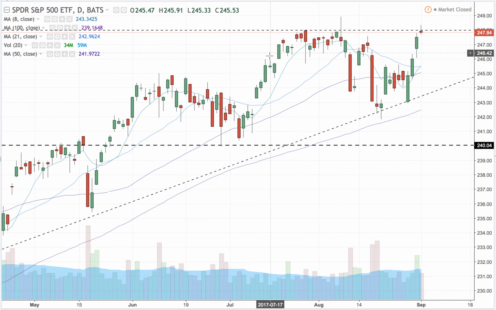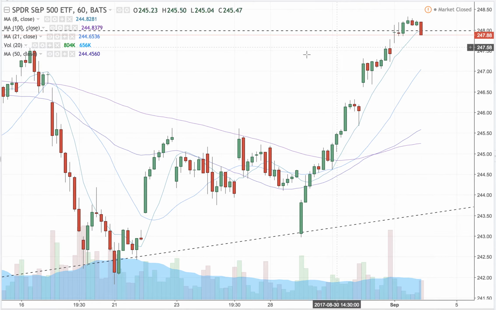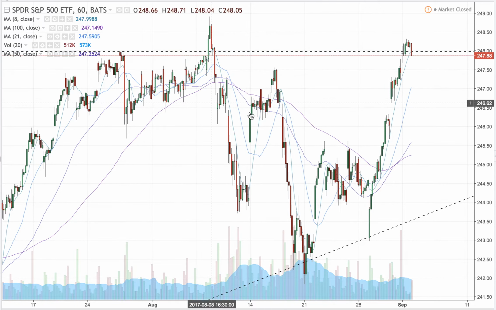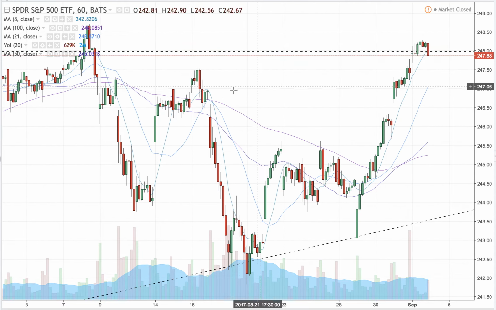Now, the SPY daily chart resistance and support is more relevant and more important than an hourly chart. Each candle represents 1 hour of the trading day.